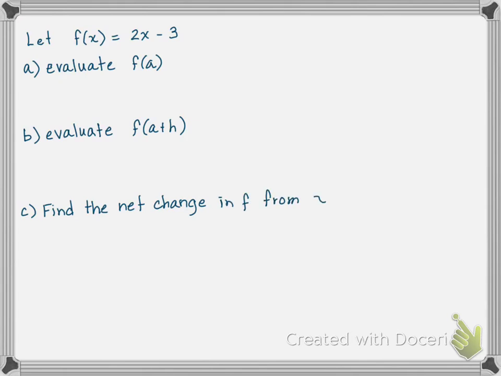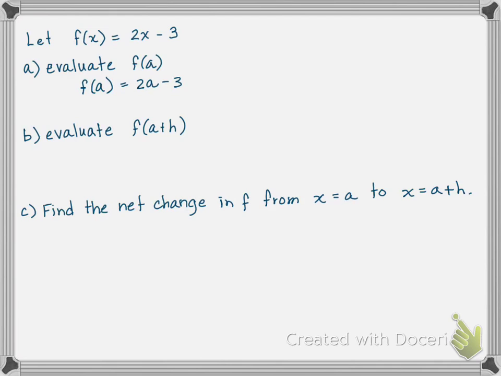from x equals a to x equals a plus h. Okay, so just like the previous problem, if I'm evaluating f of a, it's just saying apply that same rule to a instead of to x. So f of a equals 2a minus 3.